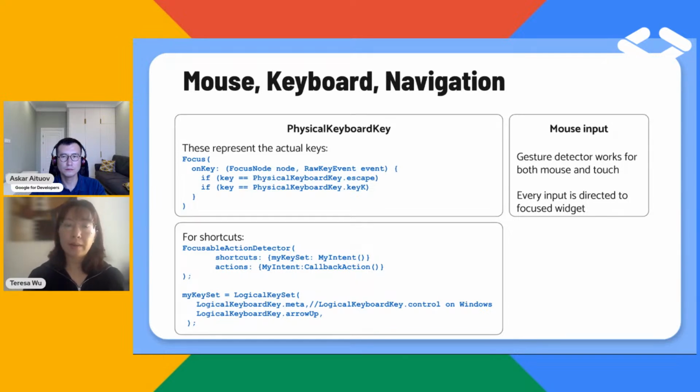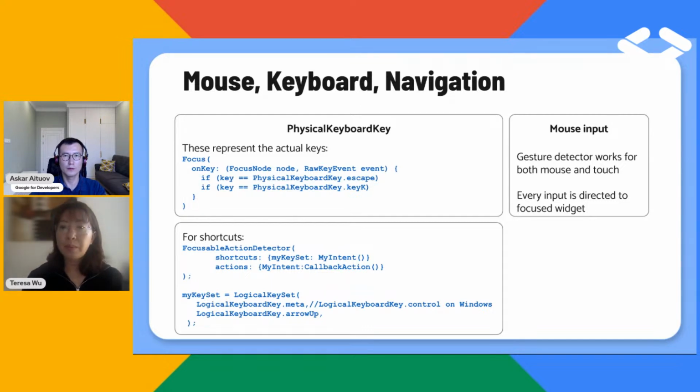You can actually interact with keys here. So you have, say, focus. You can ask if the key is Escape, or if the key is the K key, and you can add your implementation for each key for your application. And you can group them together into a focusable action detector. Once you group them together, you can create shortcuts: if the user presses two or three keys together, what kind of action you want to give to that combination of keys. It's very useful when you're playing games.